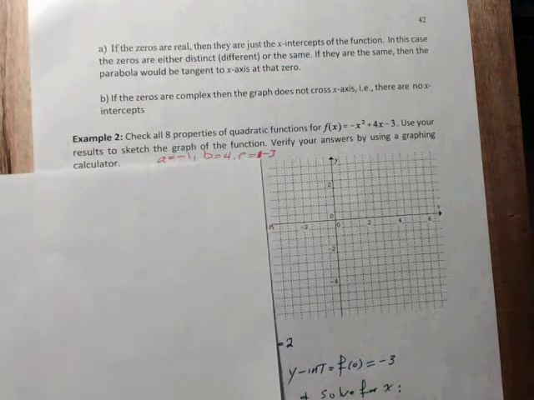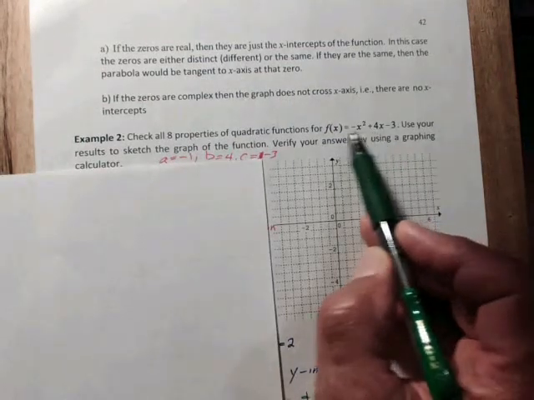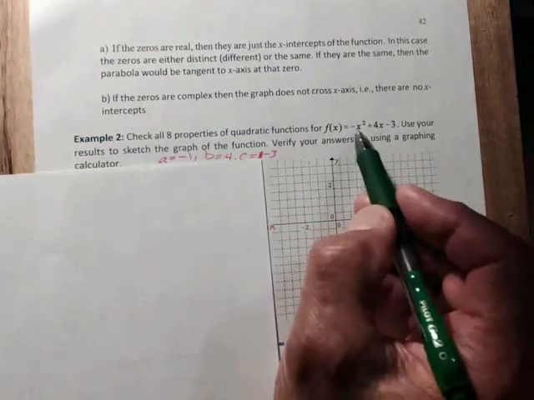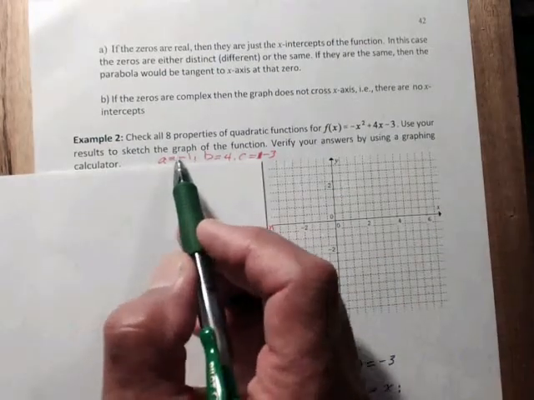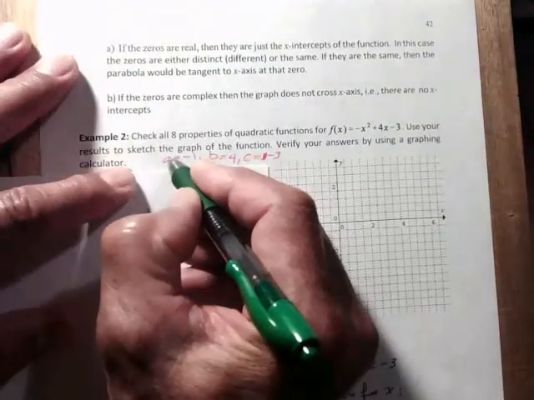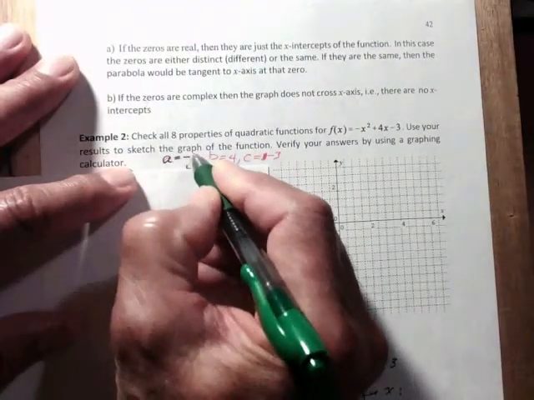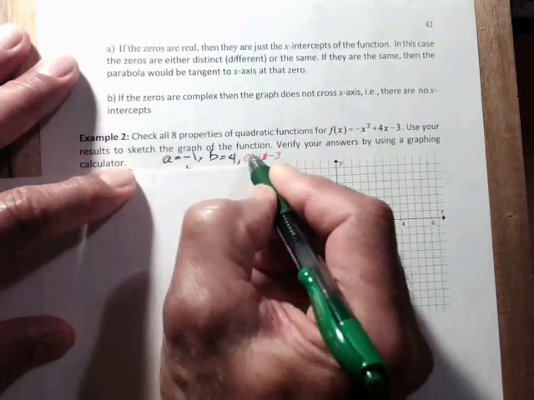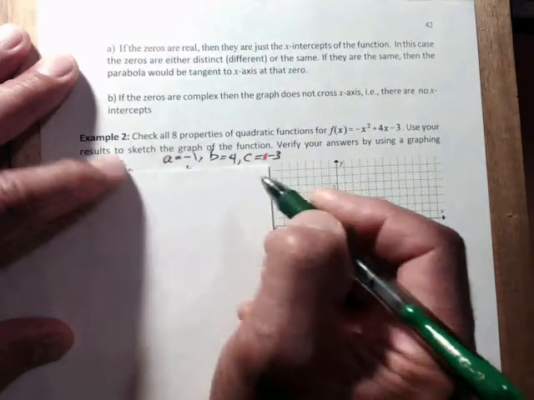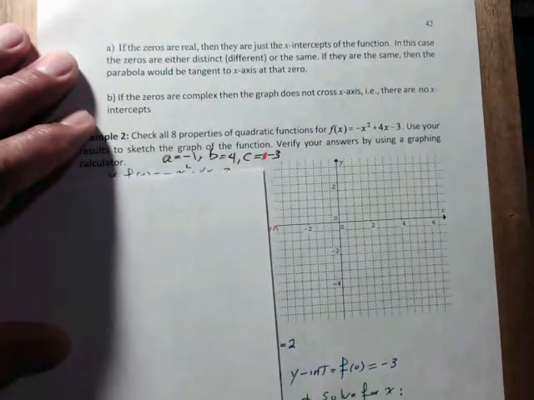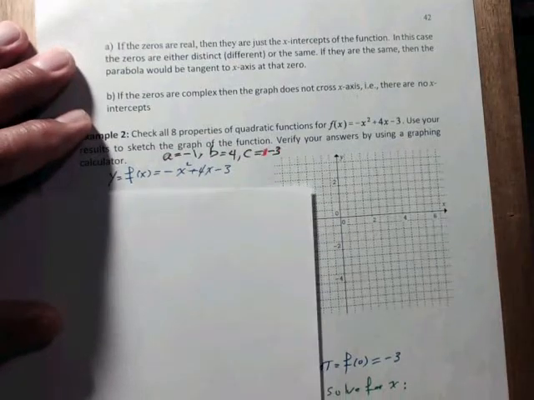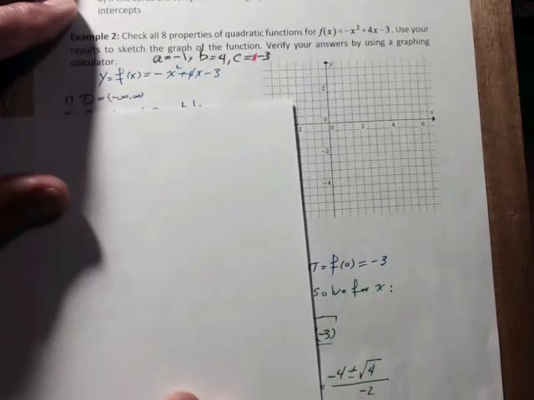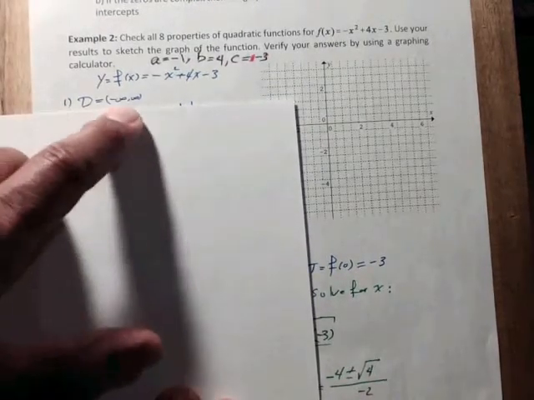Okay. So here's your quadratic function, and the first thing I do is write what my A, B, C are. A is -1, B is 4, and C is -3. So these are A, B, C. Then, of course, I wrote the function itself so I can see it easily. Then the first item is that the domain is the whole real line.